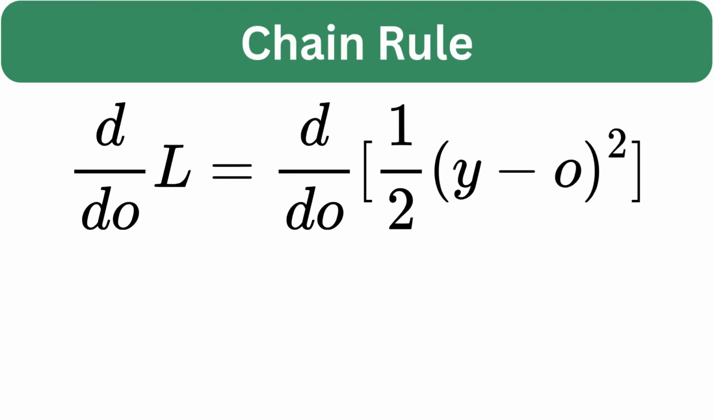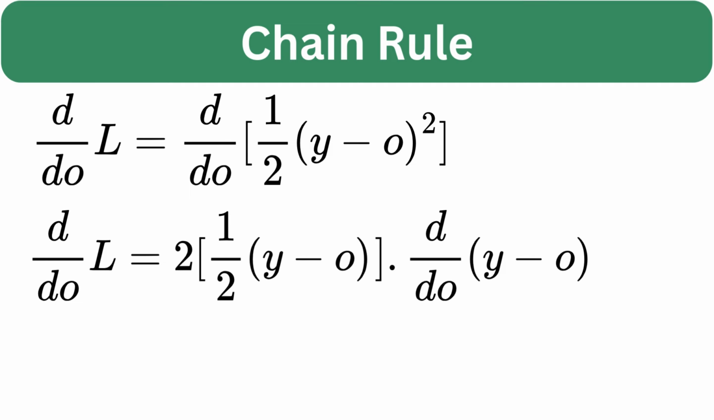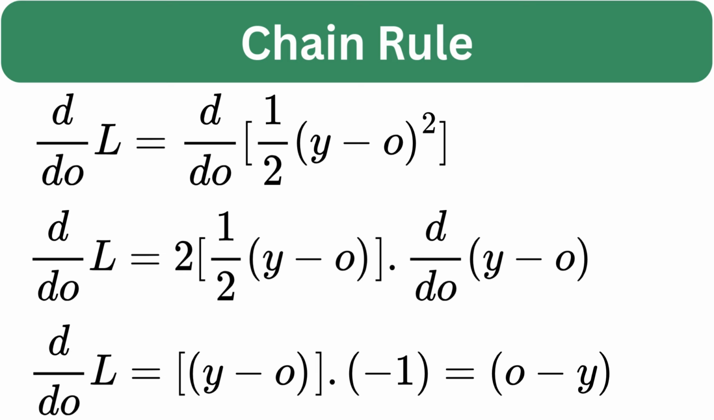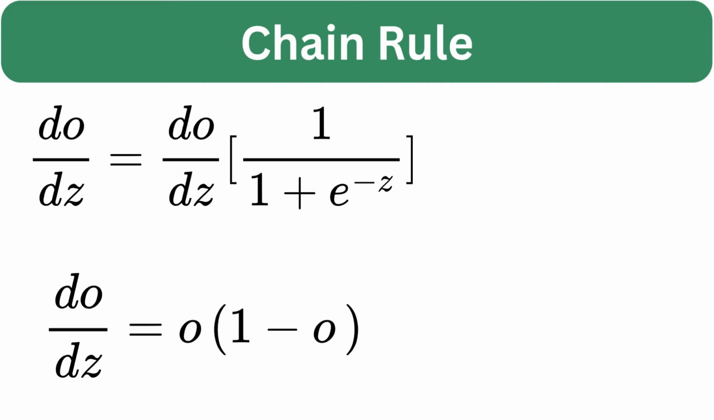We start with the derivative of the loss function with respect to the output. We use the power rule. The 2 is multiplied and the power of (y minus O) is reduced to 1. Then we multiply by the derivative of the inner term, that is y minus O, which is negative 1. Now the derivative of the loss function with respect to O becomes O minus y. Next, we take the derivative of the output function with respect to the net input Z. Since it's a sigmoid function, the derivative of the sigmoid would be O times (1 minus O).